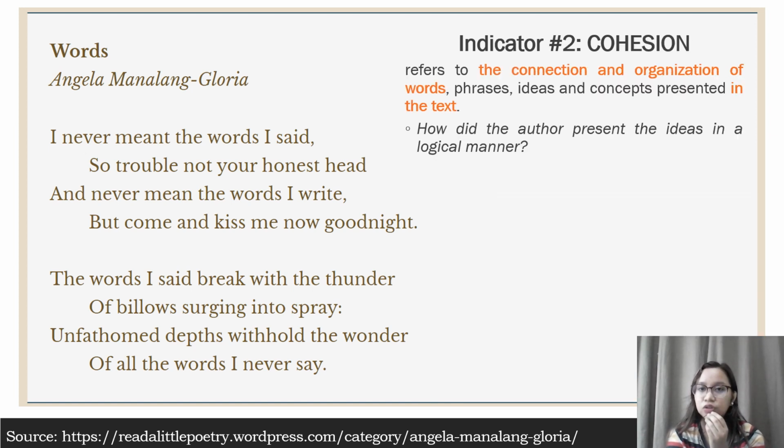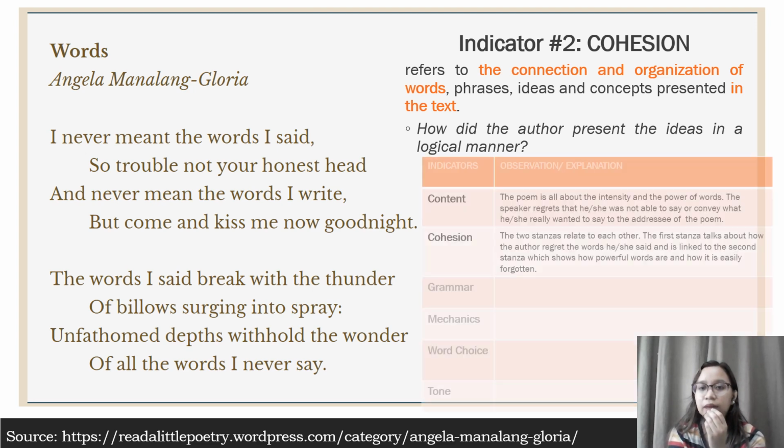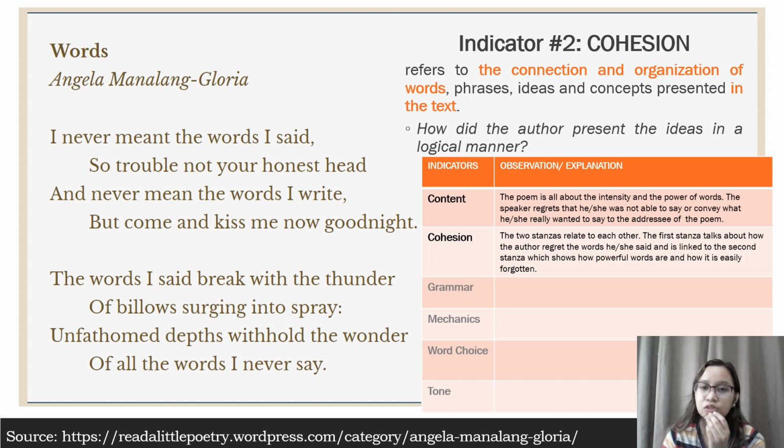Indicator 2, cohesion. Sabi dito, how did the author present the ideas in a logical manner? Pwede nyo isulat, the two stanzas relate to each other. The first stanza talks about how the author regrets the words he or she said and is linked to the second stanza which shows how powerful words are and how it is easily forgotten.